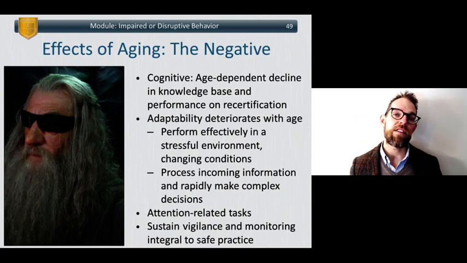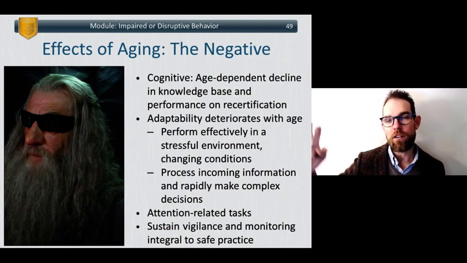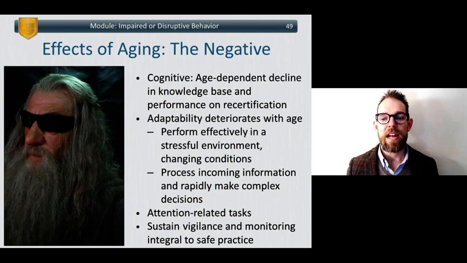With the effects of aging, the negative sides are cognitive. There is an age-dependent decline of knowledge base and performance on recertification exams across all medical specialties. Typically, as one gets older, they're less able to react appropriately in stressful environmental conditions, and there is a slower process for that individual to take incoming information and make complex decisions. Attention-related task scores decrease with age. And obviously, as we know with anesthesiology, vigilance is the hallmark of it. The ability to sustain vigilance and monitoring for long periods, maintaining attention, is critical.